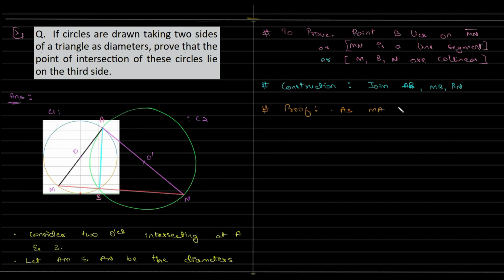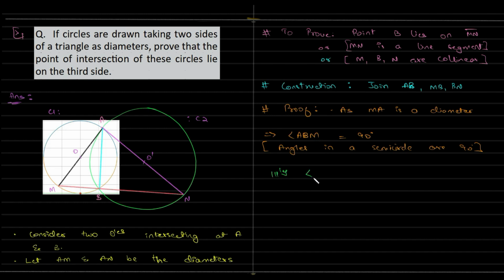As MA is a diameter, what can we tell about angle ABM? That it's equal to 90 degrees, right? But why is it so? Because angles in a semicircle are 90 degrees.